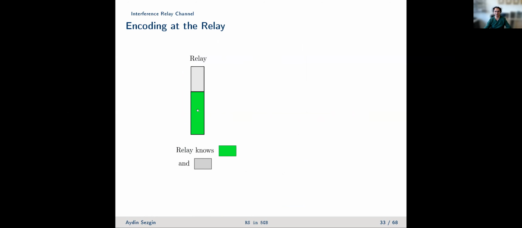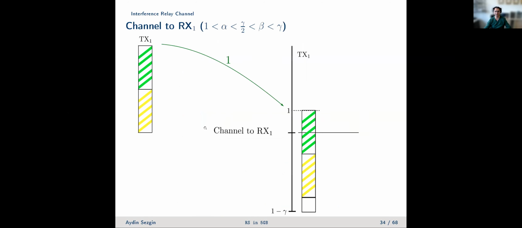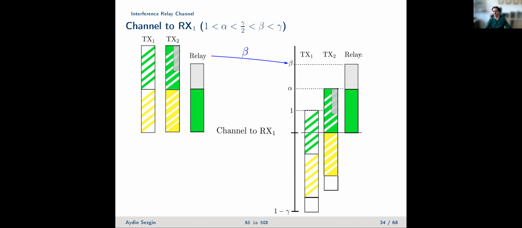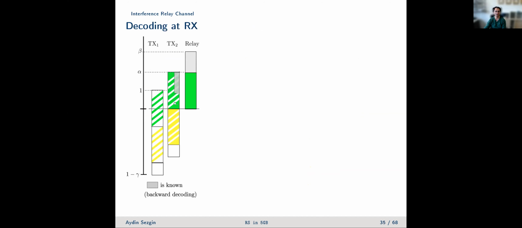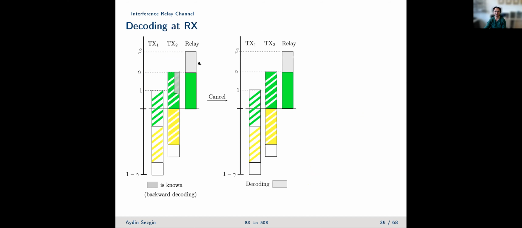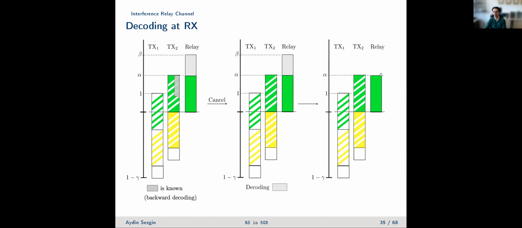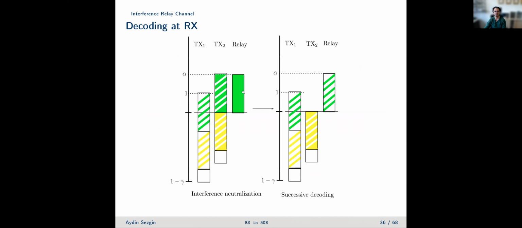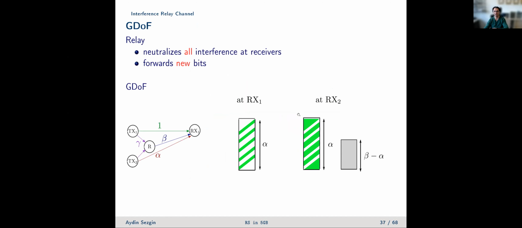So now what the relay does is, it knows the green component and now the gray part, and so what we see here is the perspective at the receivers. So they observe again a superposition in this way. Now the relay is sending also a signal in this way. So you see that now we have a superposition of multiple signals. The user is now decoding the gray part first, right? Then since we know the gray part, we can remove it from here. Yeah, and then since we know the green part, we can remove it from here as well, and successively you can decode the individual messages. Right?